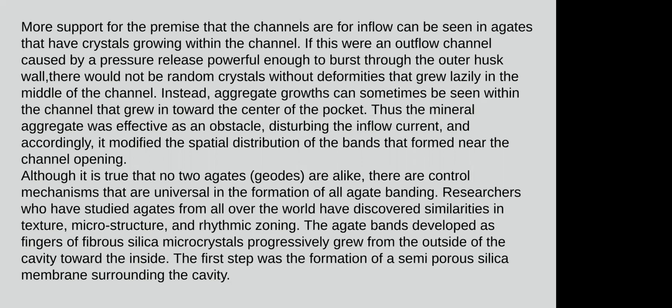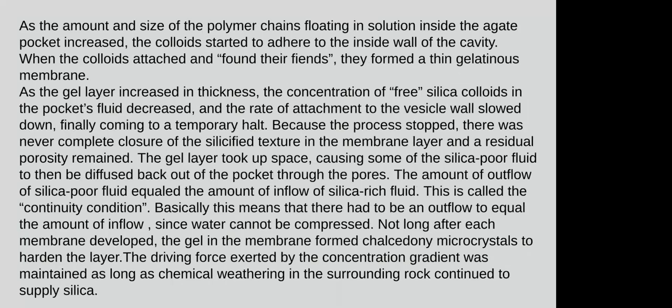Although it is true that no two agates or geodes are alike, there are controlling mechanisms that are universal in the formation of all agate banding. Researchers who have studied agates from all over the world have discovered similarities in texture, microstructure, and rhythmic zoning. The agate bands developed as fingers of fibrous silica microcrystals progressively grew from the outside of the cavity towards the inside. The first step was the formation of a semi-porous silica membrane surrounding the cavity. As the amount and size of the polymer chains floating in solution inside the agate pocket increased, the colloids started to adhere to the inside of the cavity wall.